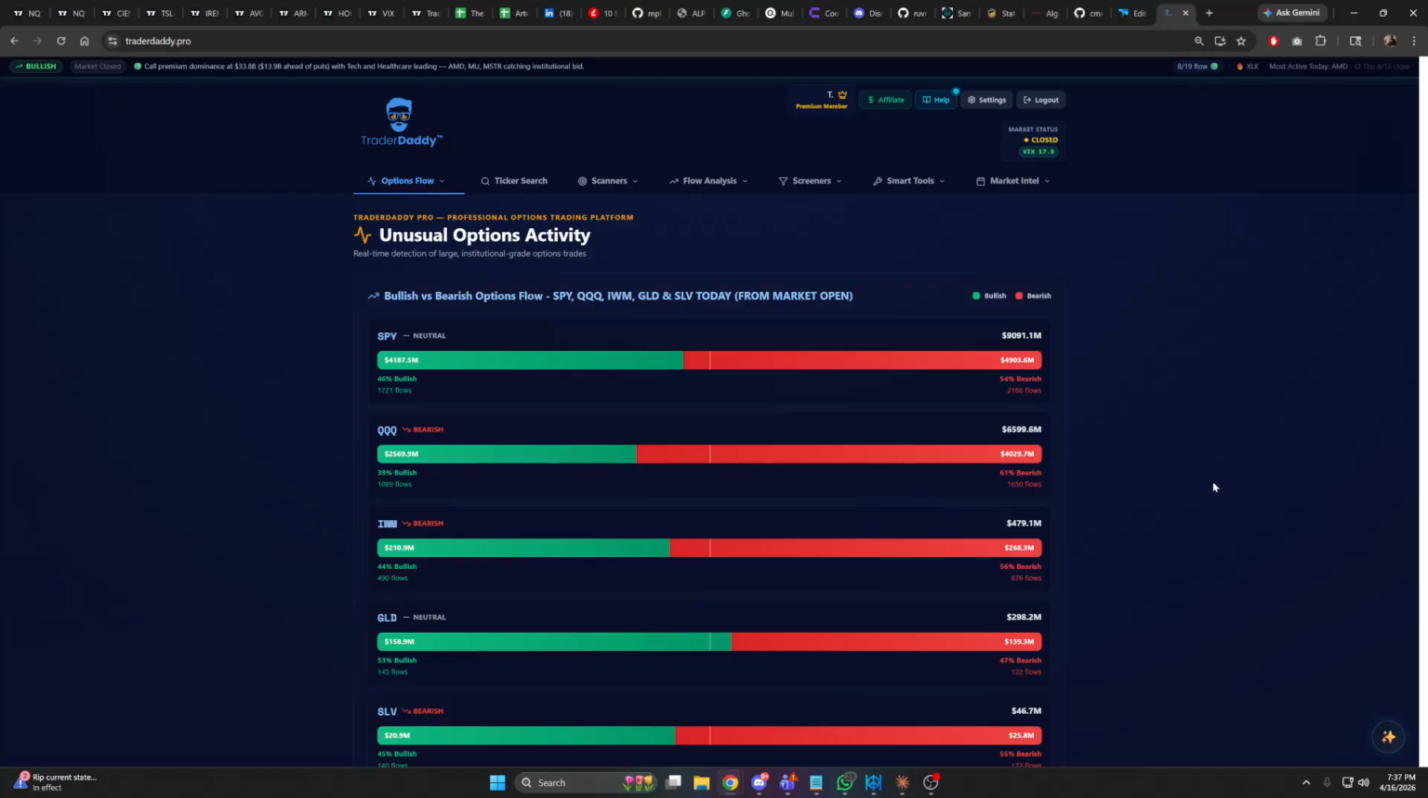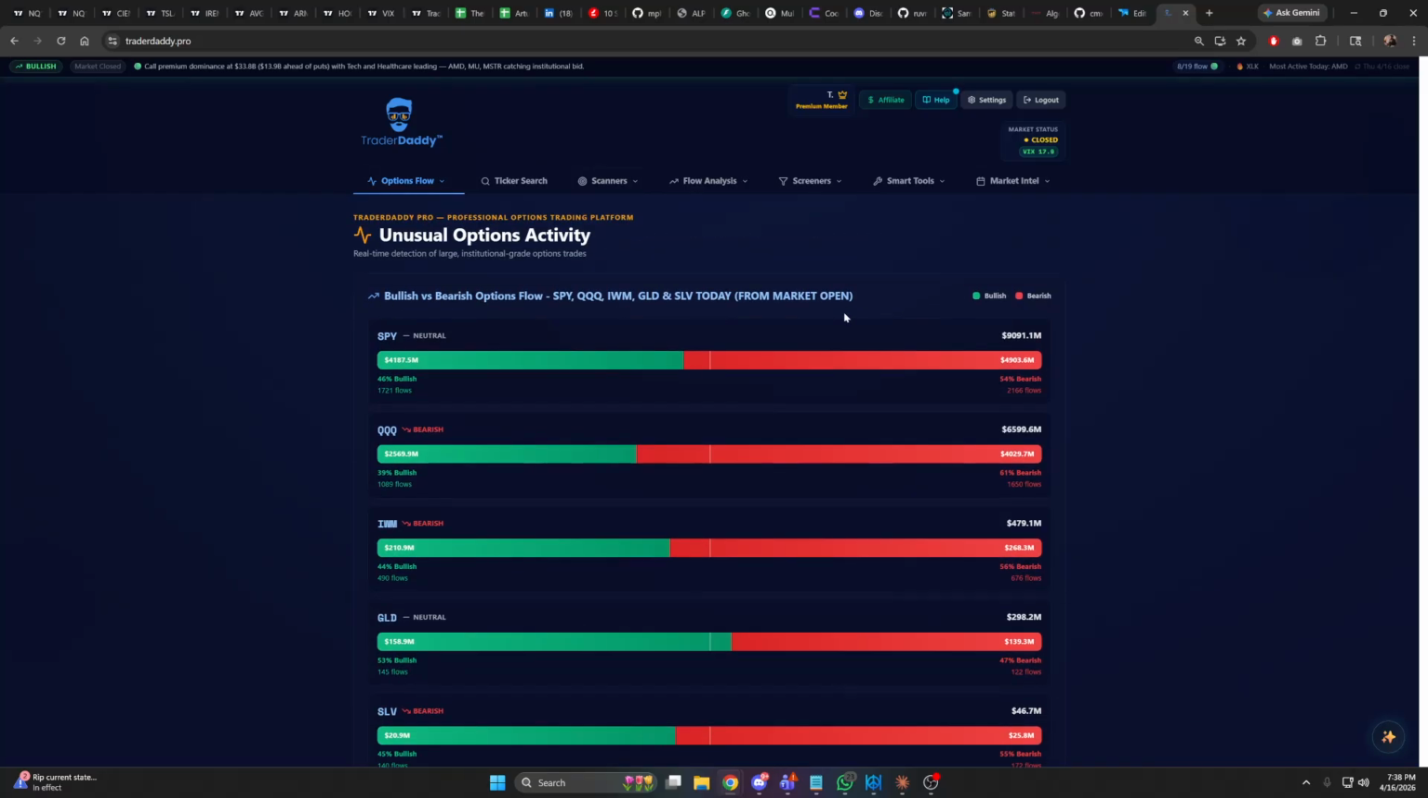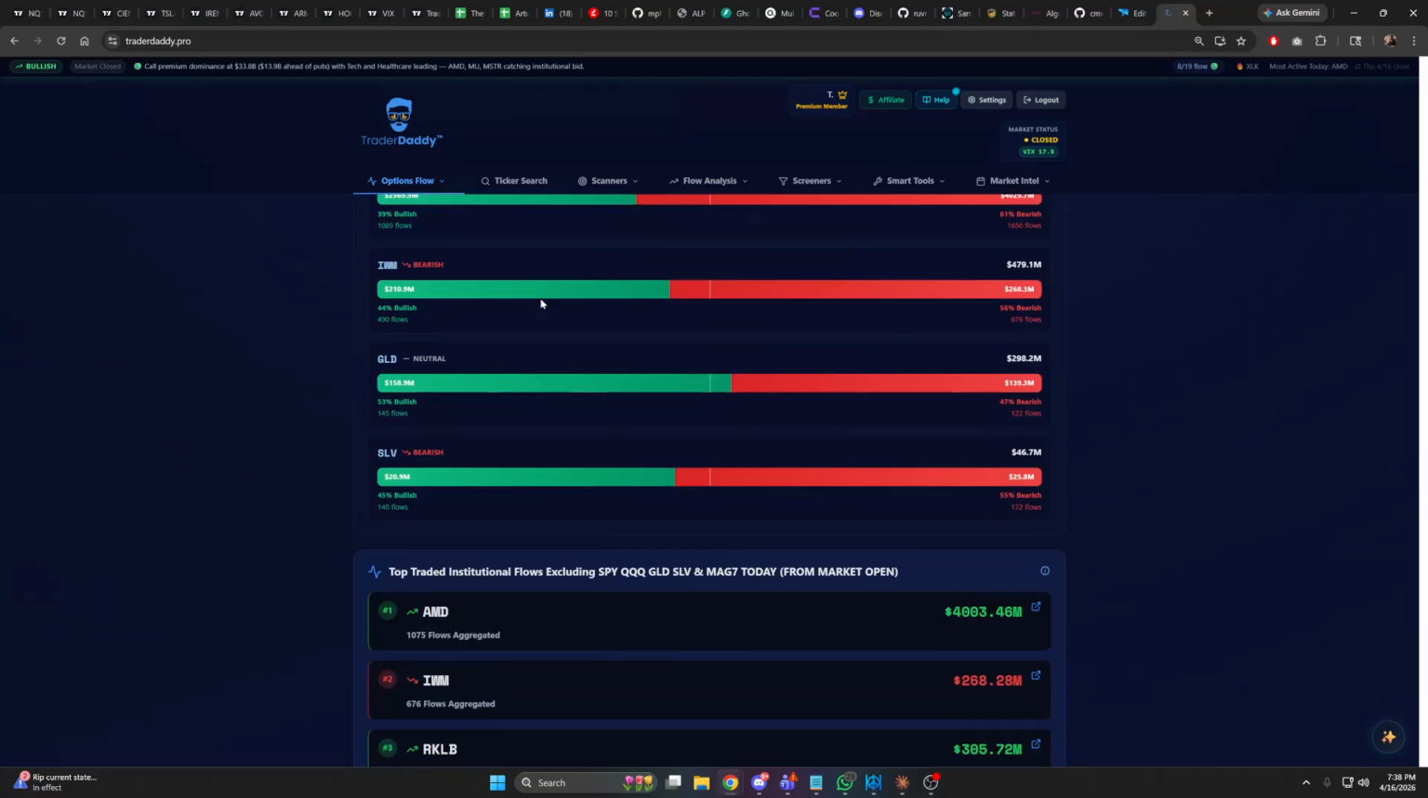And we're going to jump in here and show you what this is and why it's awesome, and how it's going to get more awesome over the coming months, because we have a bunch in development. So starting off, the first page, which is your unusual options activity page. The first thing you see here is your daily flows for SPY, QQQ, IWM, gold, and silver from market open. This will be going away. We will be replacing this, partly because it is not very useful.